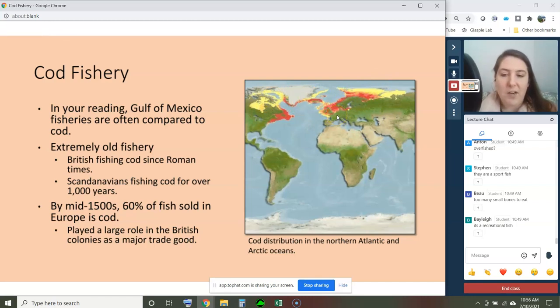By the mid-1500s, 60% of the fish sold in Europe was cod, and it played a major role in the British colonies as a major trade good. So you can see there are a lot of cod over here, of course in Canada and also in the northern part of the United States, like in Maine. And so these were important trade goods for the colonies to get things that they needed from Great Britain.